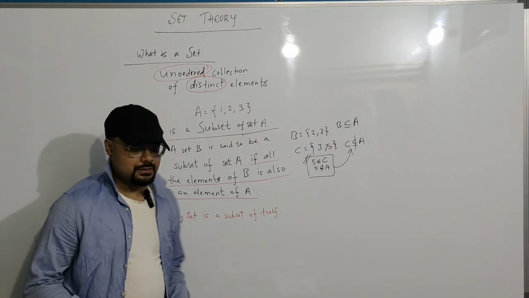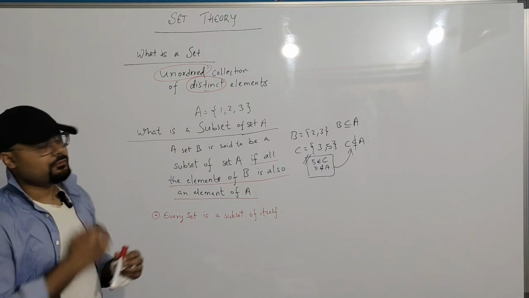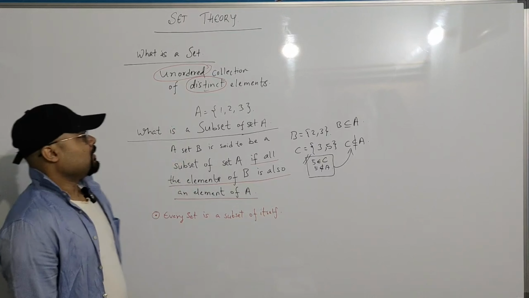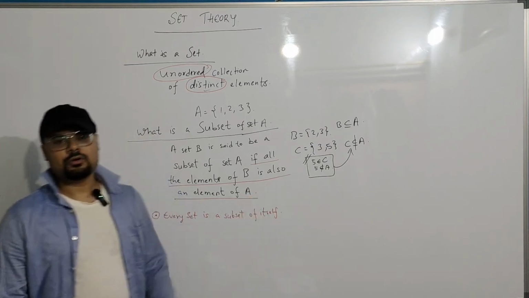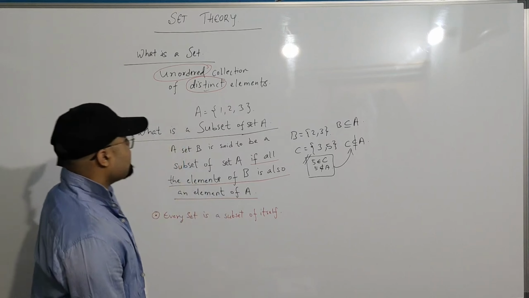Now, how do you form a subset? If a set is given to you, like A is given to me, and if I have to form a subset of A, how can I do that? It is clear that the elements of that subset are going to come from A only. So how can we form a subset?